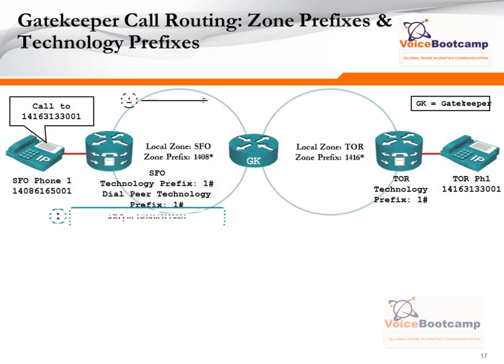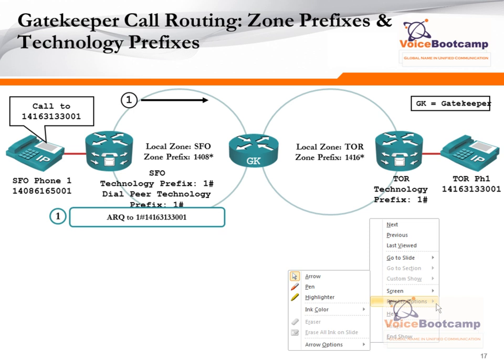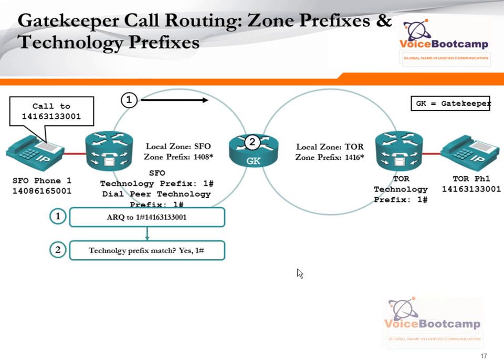Second scenario, where the gatekeeper does not have the default technology prefix configured. However, it is receiving the call with the technology prefix. So here's an example of a call arriving with ARQ 1 hash 141631330001. The gatekeeper looks at the number and realizes the technology prefix is found, which is yes. Hop off prefix configured? No. Hop off prefix is basically a more policy based routing.